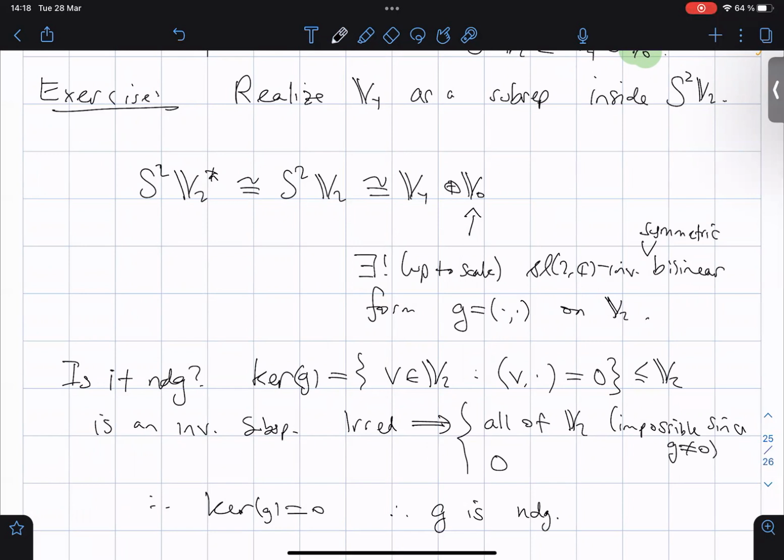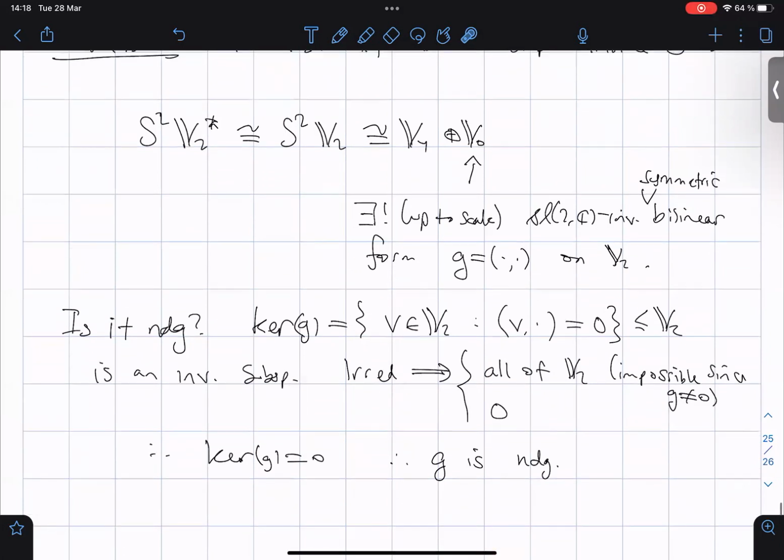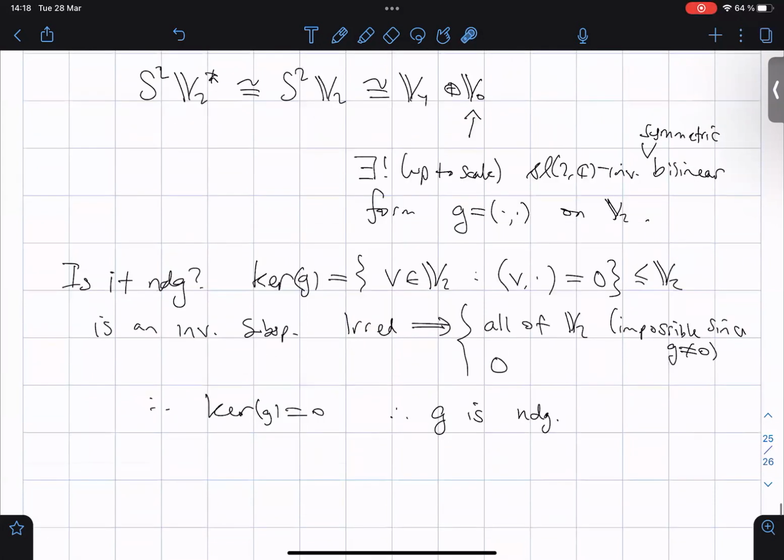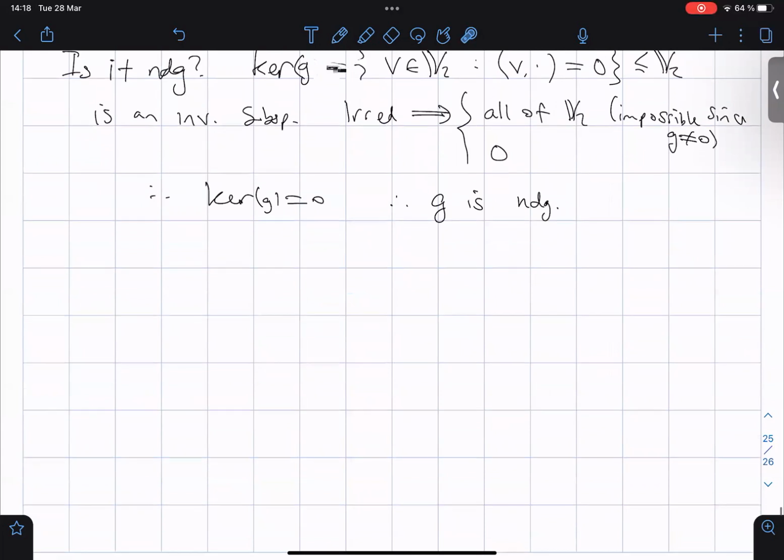Notice I know nothing about how G looks explicitly yet. We're just, from the abstract existence of this V0, and using this invariant subspace, irreducibility, concluding that this is necessarily non-degenerate, because there's some properties a priori about this guy. Okay, but now let's be explicit.